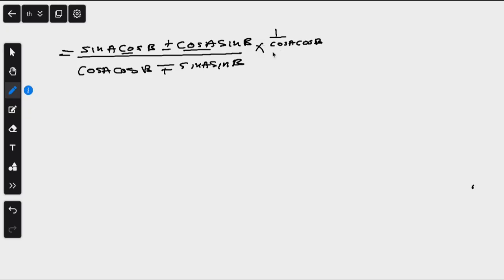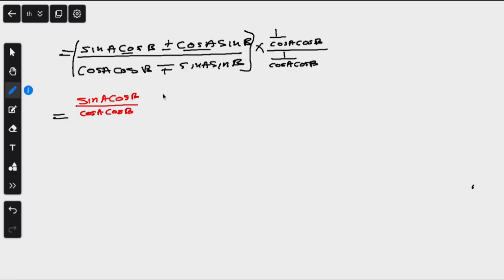that is for the top, then for the down part 1 over cos A cos B, what am I going to have? So definitely, let me just do this. Okay, so this is what we are going to have. So for the first part, what are we going to have? We are going to have sine A cos B, then divided by cos A cos B.